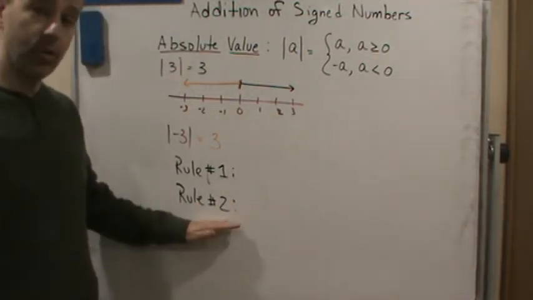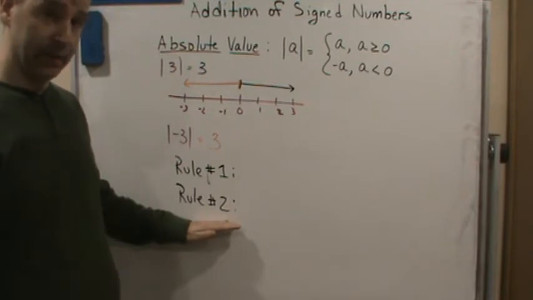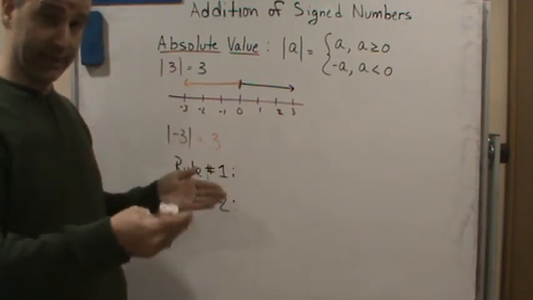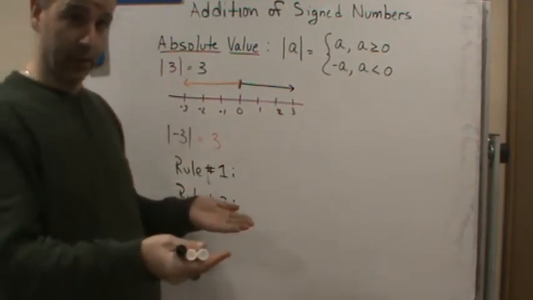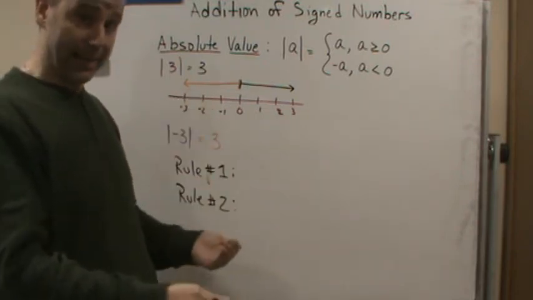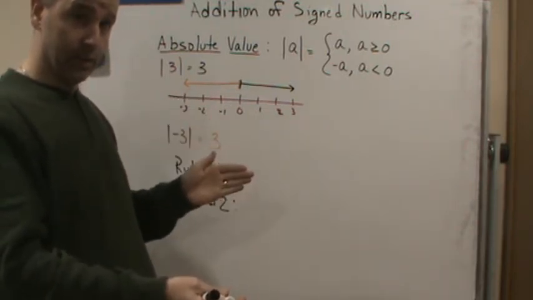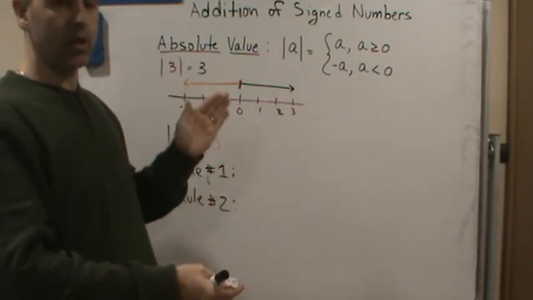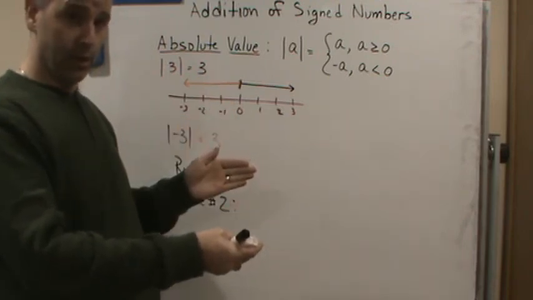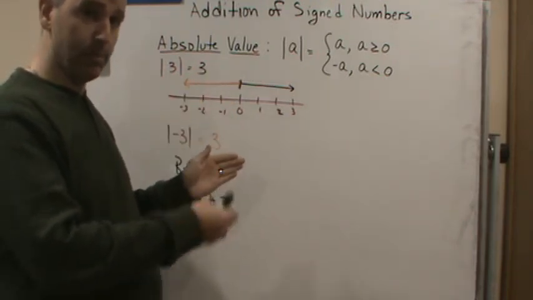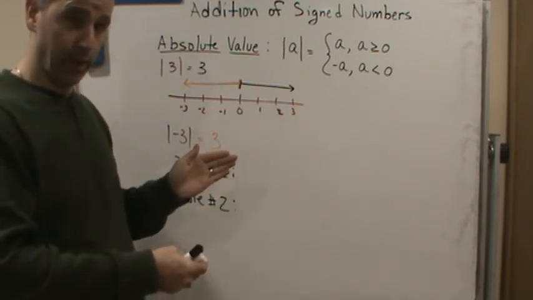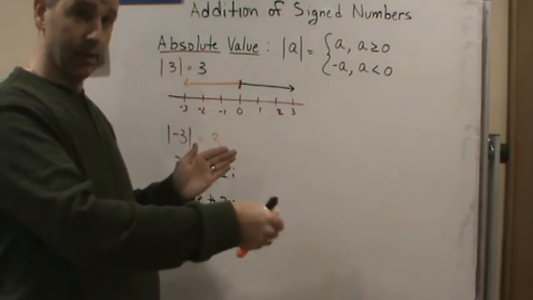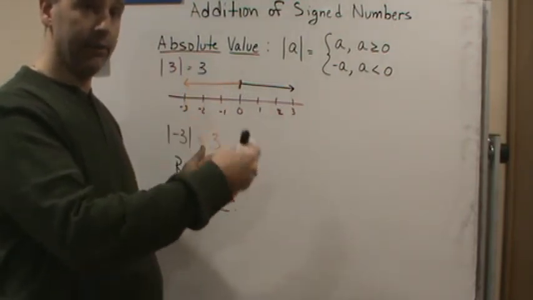Is that if the 2 numbers you're adding together have opposite signs, then what you do is you take their absolute values and you subtract them. Smallest from the largest, okay, or the larger number minus the smaller number, right? And then what you do is you give that difference the sign of the larger number.